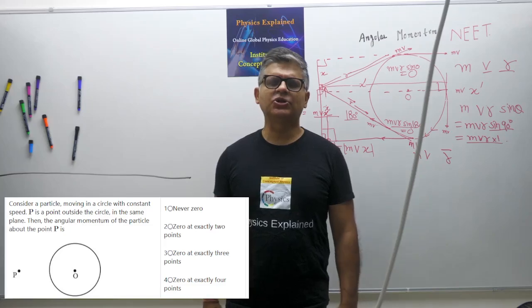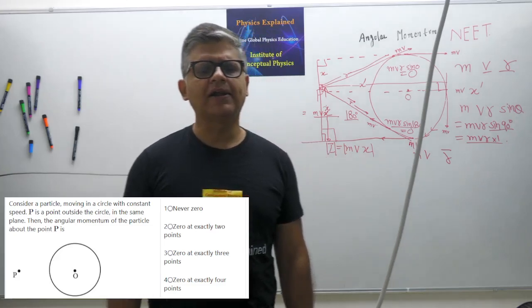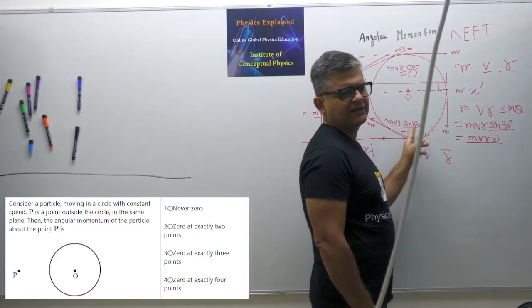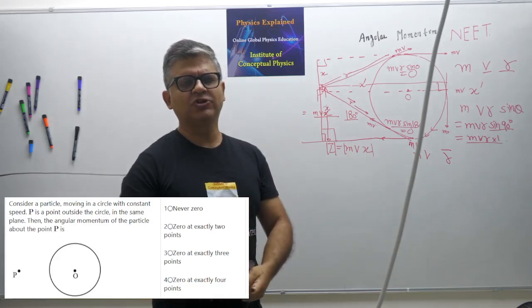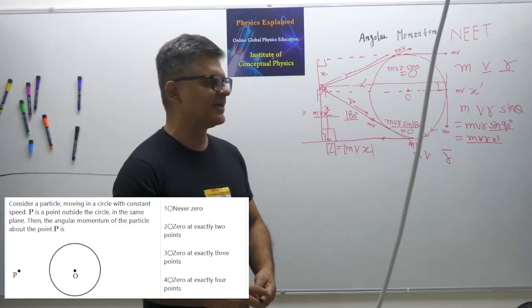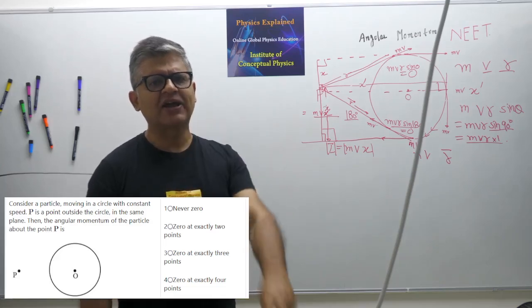That is the way we need to look at this question. The angle between the R and V is 0 or 180 degrees. If we know that, we can decipher that we have two positions where the angular momentum comes out to be 0. So the correct answer is two positions where the angular momentum is 0.